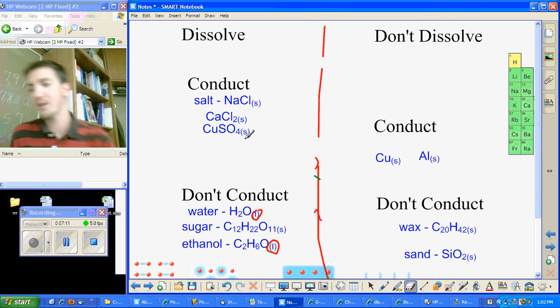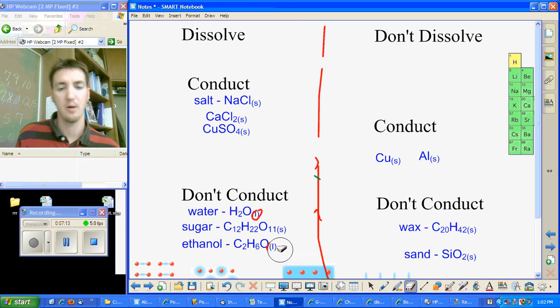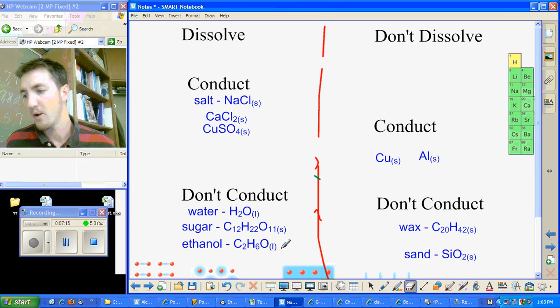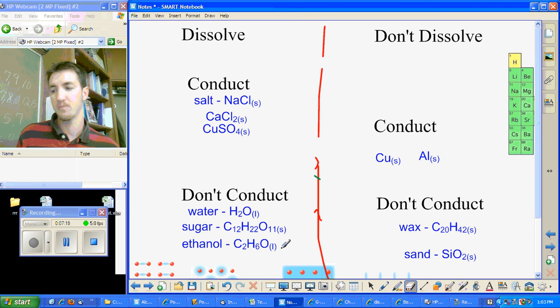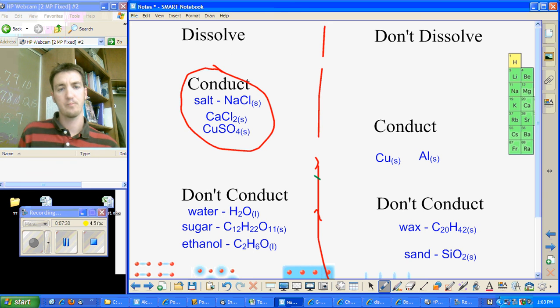Alright, making sense. They asked about a sports drink. So if we took a sports drink, we test it, dissolved in water, and it is a good conductor. What conclusions can we make about that? If we look at it, it dissolved in water and it conducted, so I'll put a sports drink in that category.